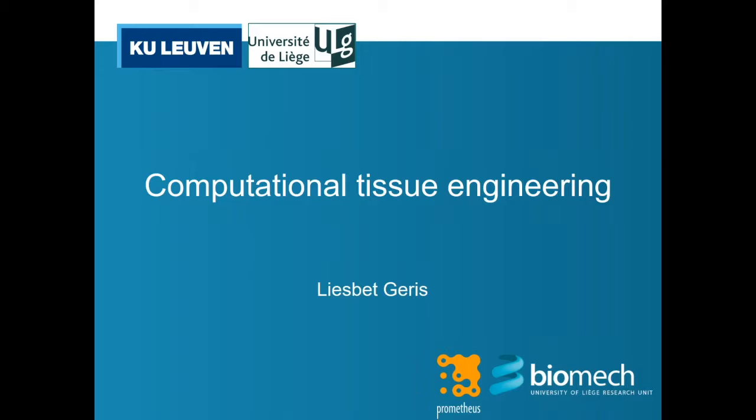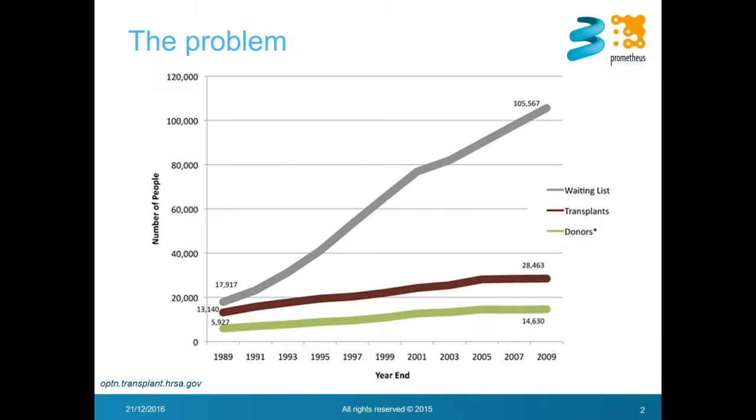So what I will be doing today is give you an overview, in the coming, let's say, three quarters of an hour, on the work that we've been doing in terms of computational tissue engineering, with as main application skeletal tissue engineering. Just to start off with a very small setting of the scene, what you see here is a graph that shows you the problem that tissue engineering wants to address, and that is the increasing gap between the number of people on the waiting lists for donor organs and the amount of donors that you have.